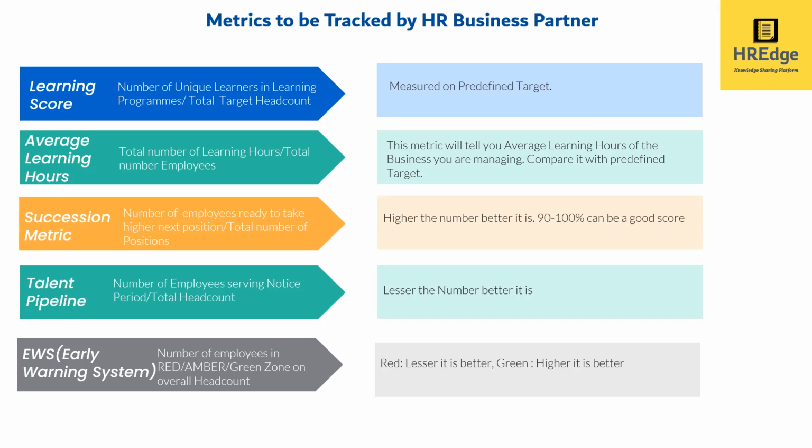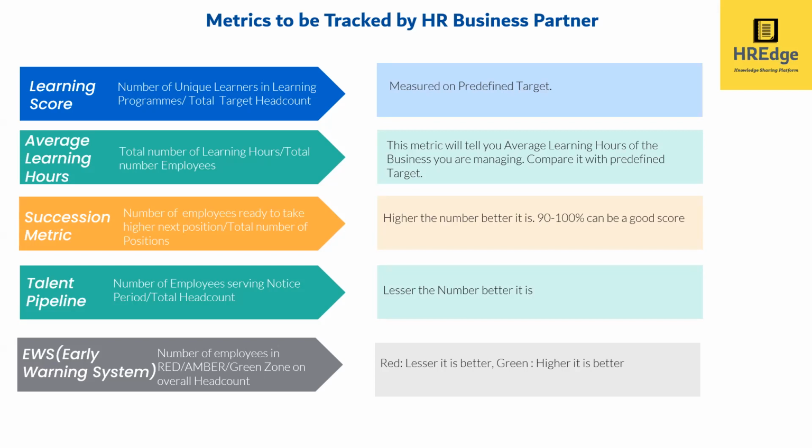EWS, or early warning system, in some organizations is also known as the red, amber, and green. Basically, how many people are in the red zone, or in the amber zone, or in the green zone. It is expected that more and more people should be in the green zone. If you have a high number of people in the red zone or the amber zone, then your attrition will be very high. Amber zone means people who are susceptible to attrition in the next 30 to 45 days.